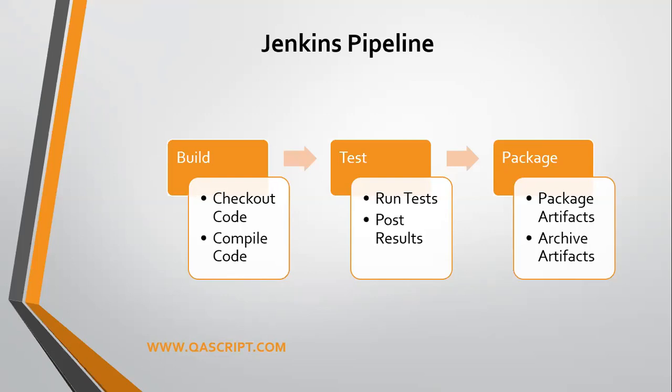stages. So here I'm using this simple pipeline where I have three stages: build, test, and package. And then I have different steps within these stages. So I'll be checking out code from a GitHub repository, compiling the code, running tests, posting results, packaging my artifacts into a jar file, and then archiving those artifacts. So this is my complete pipeline, which I'll be creating using the Jenkins pipeline job.